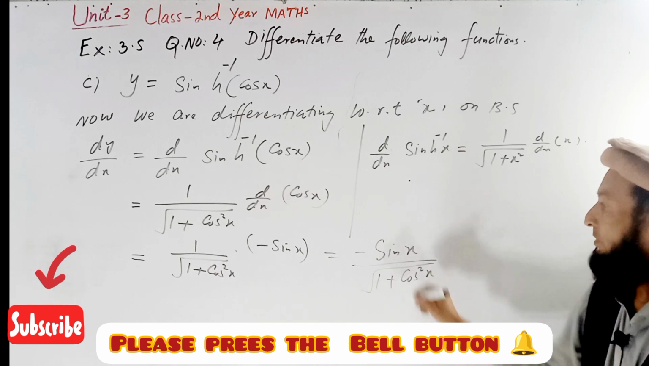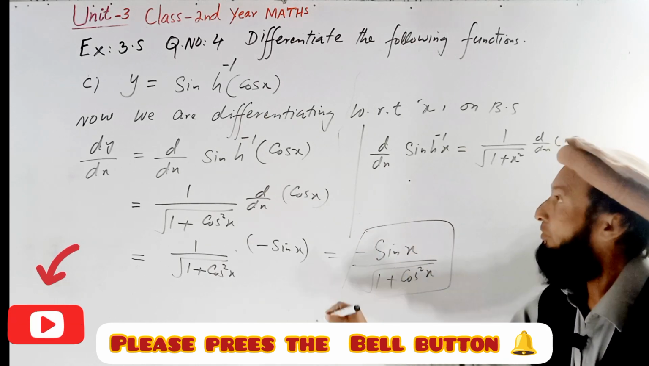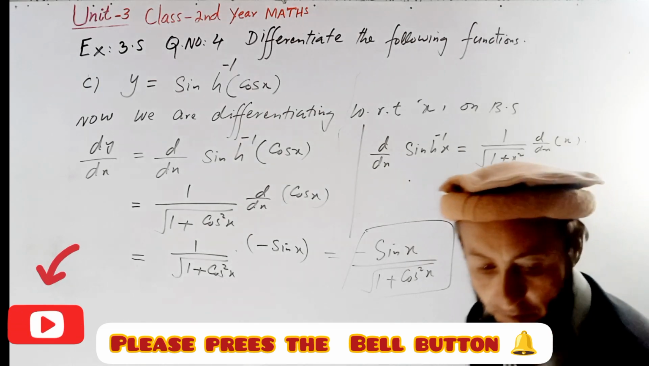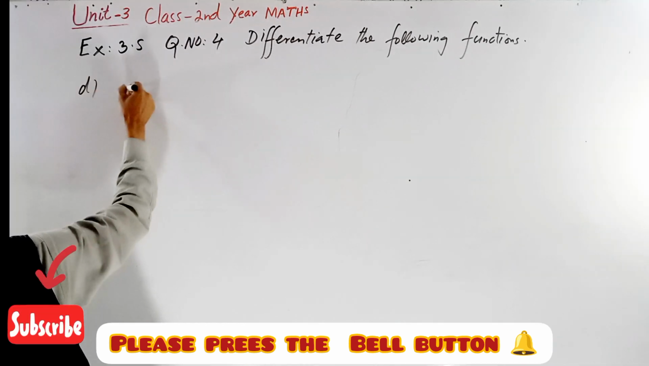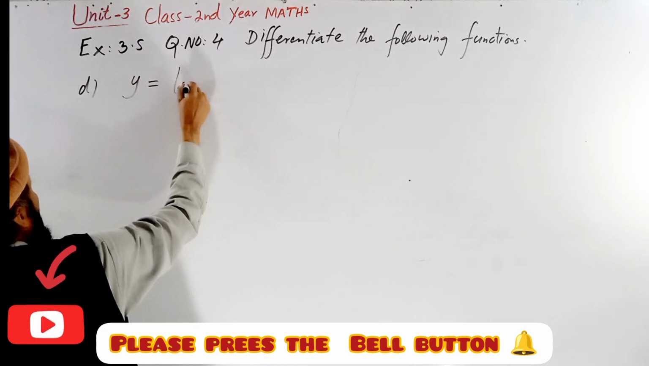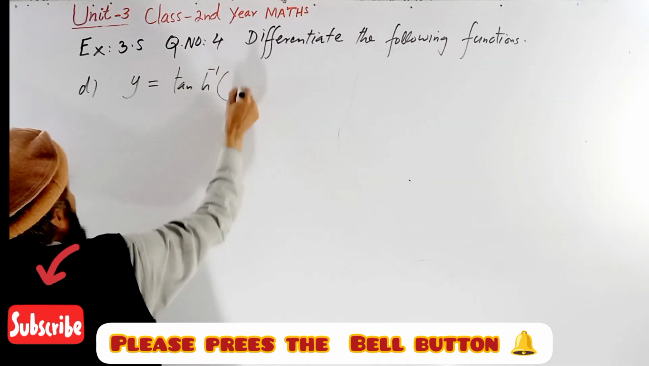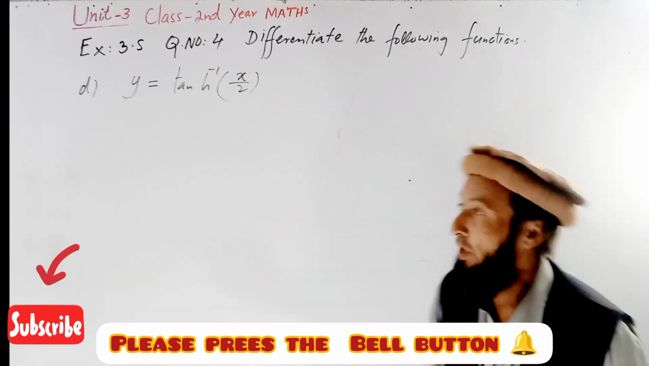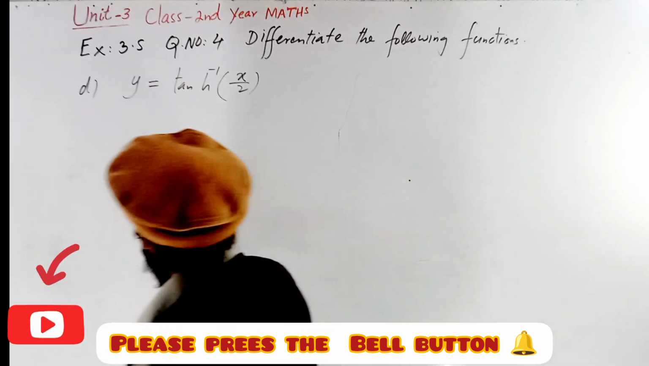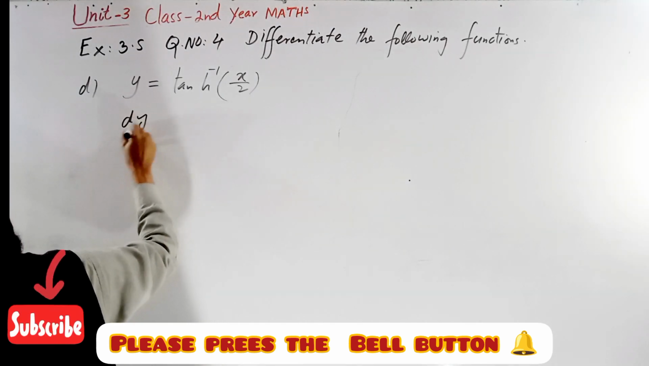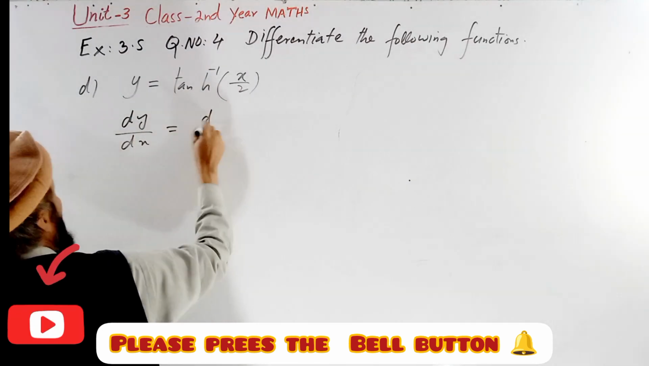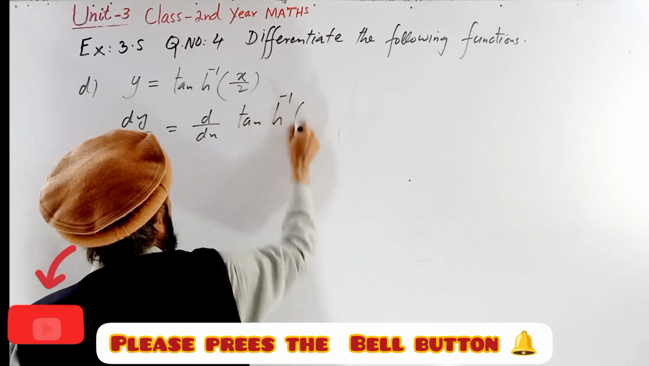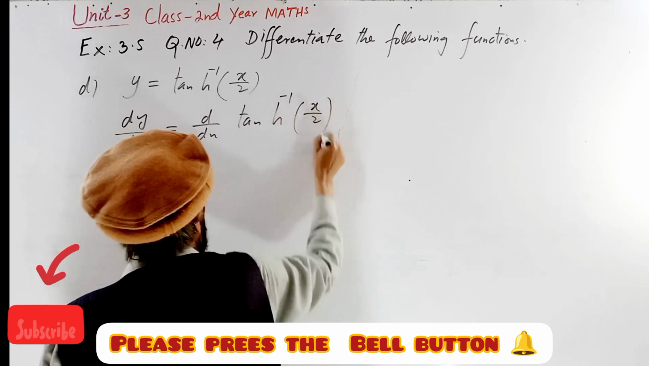So this is the answer for the question y is equal to sinh inverse of cos x. Now, y is equal to tanh inverse of x by 2. Again we are using the same method. We are differentiating with respect to x: dy by dx is equal to d by dx of tanh inverse of x by 2.